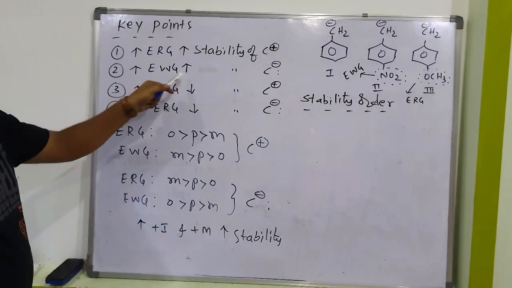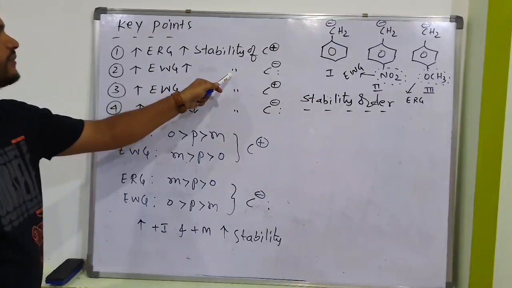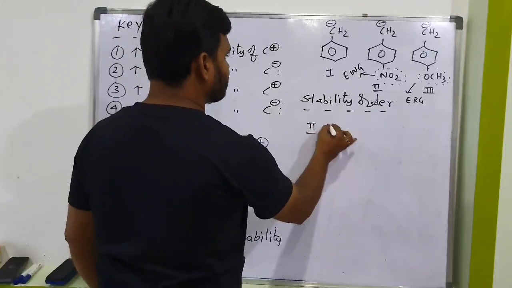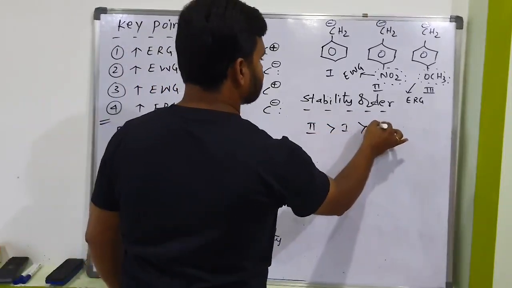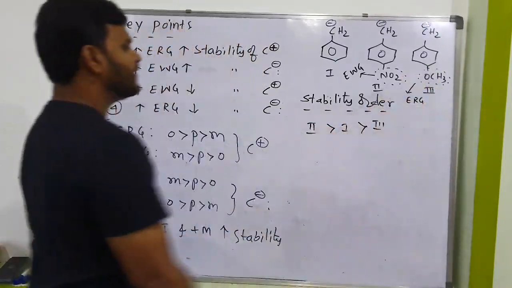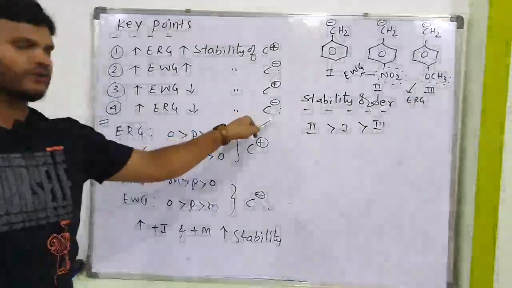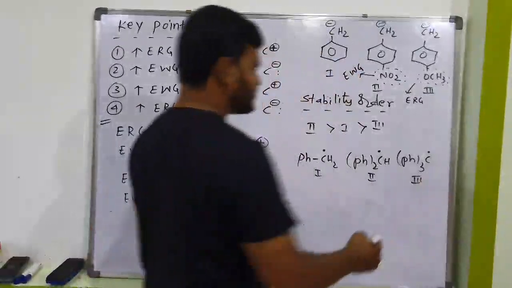If an electron withdrawing group comes, the carbanion stability increases. So that indication, the second one is more stable than the first one. Next, the third one. Why? Because the third one is nothing but an electron releasing group. Increase the electron releasing group, decrease the stability of carbanion. Is it clear?